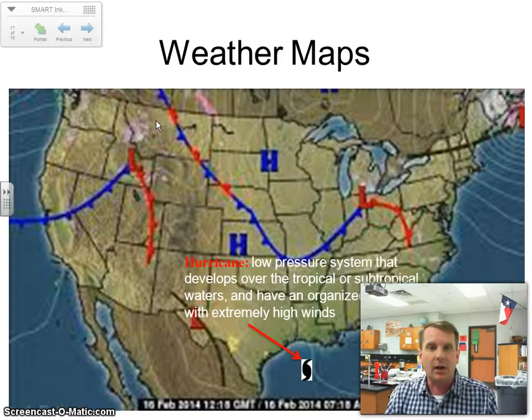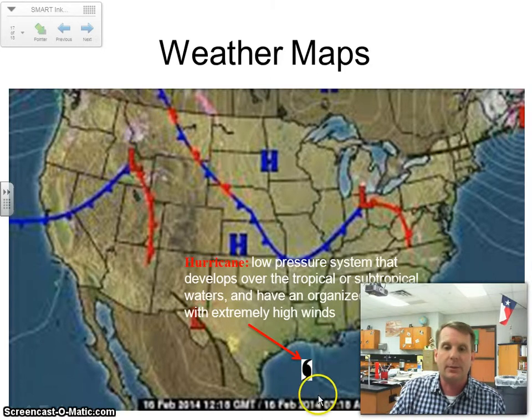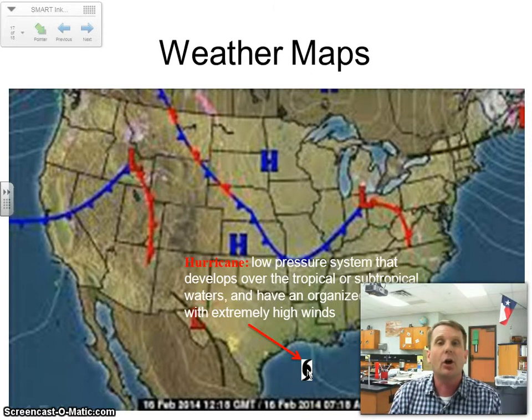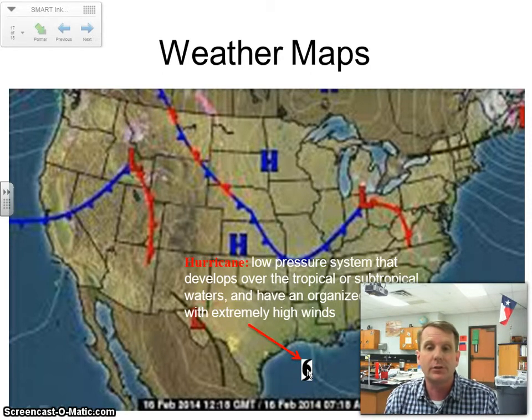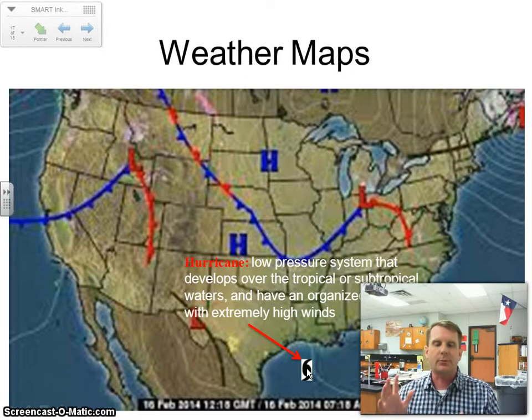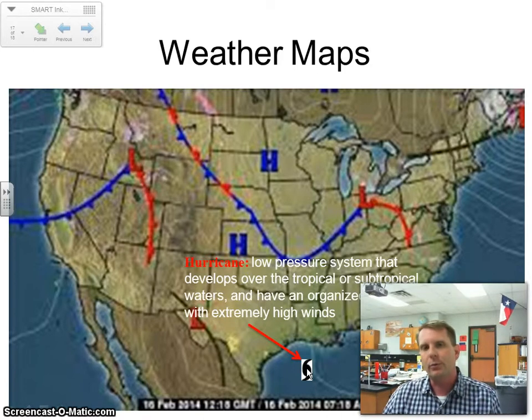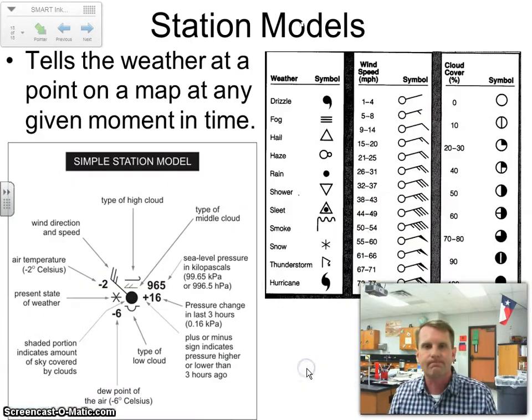Another thing you might see commonly on a weather map is something called a hurricane. And there are typically some little symbol like this. Hurricanes are large, low-pressure systems that develop over tropical or subtropical waters. And that tropical, warm, moist water really fuels a hurricane. They're going to start developing some circulation in them, so the air is going to start moving around, and they'll produce some really high winds.